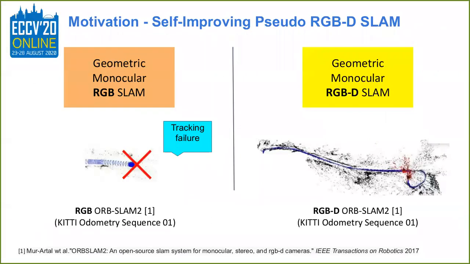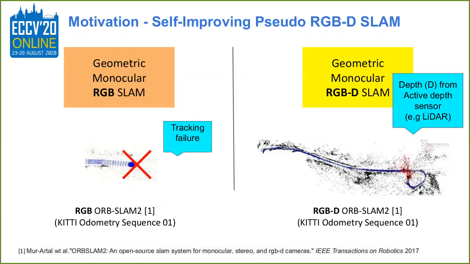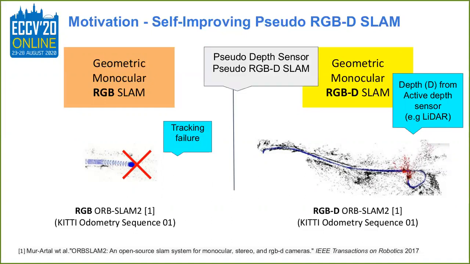We know that traditional monocular RGB SLAM have well-known limitations in robustness and accuracy as compared to those leveraging active depth sensors like RGB-D SLAM. For example, we can see the RGB ORB-SLAM fails on sequence 1 of the KITTI odometry dataset, while RGB-D SLAM succeeds in the same sequence. An important point here to note is in order to run RGB-D SLAM, we need depth from active depth sensors like LiDAR. Question is, what if we do not have access to such an active depth sensor? Here comes the idea of using a pseudo depth sensor and run pseudo RGB-D SLAM, which I will present later.